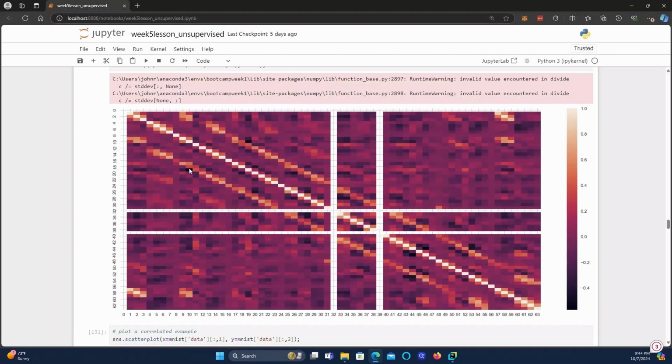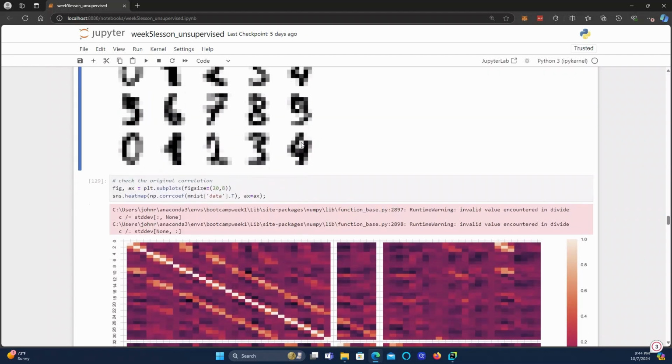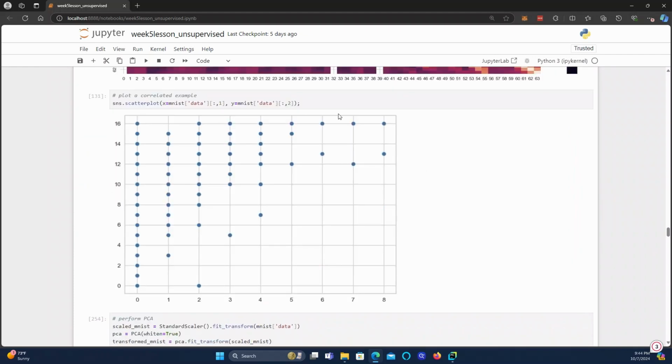This one is super negatively correlated. This is pixel, what, like 19 by 10, whatever that is. And then if we just plot the first two dimensions, the first two pixels, this is what we get.